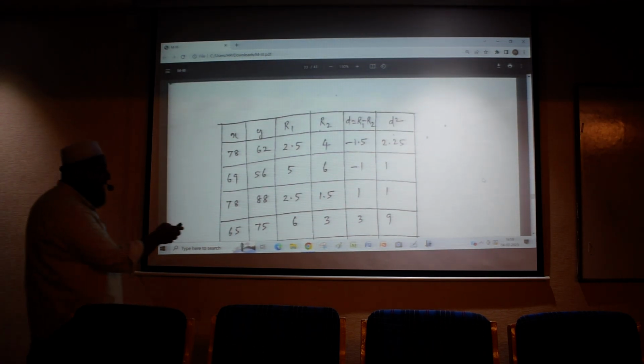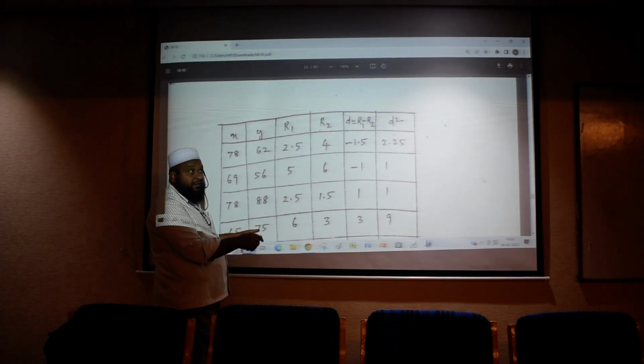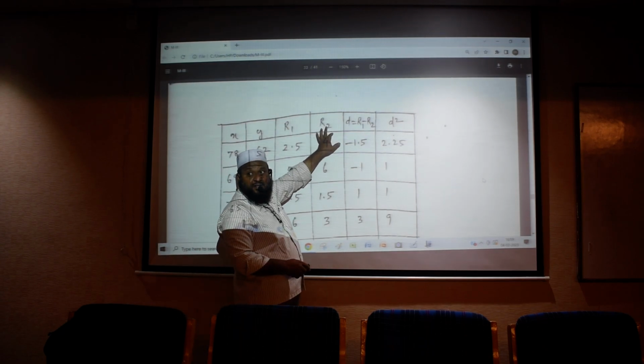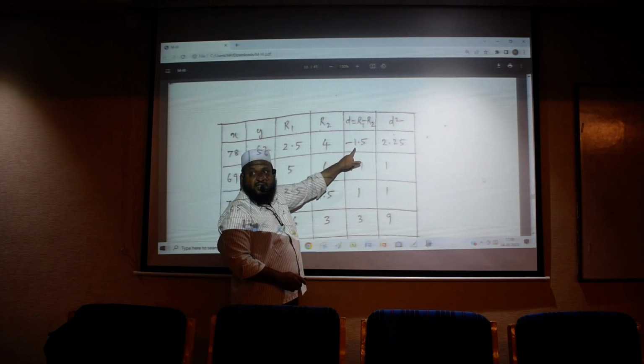So rankings R1 is done. R2 is done. R2 is the ranking for the second variable. Then d is R1 minus R2. Just to see the first number, R1 minus R2: 2.5 minus 4, that is minus 1.5.